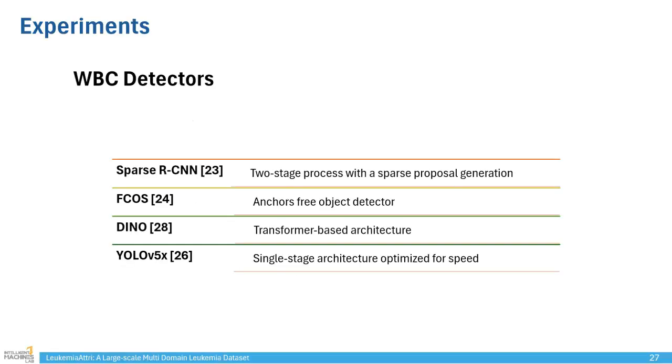For the experiment analysis, we employ different architecture-based approaches: sparse RCNN, a two-stage detector; FCOS, an anchor-free detector that directly detects objects from the features; DINO, a transformer-based architecture; and YOLO, a single-stage anchor-based object detector known for speedy optimization. The object detectors precisely localize the white blood cells and can predict their class, but they do not have the ability to further predict the morphology and characteristics of the WBC.